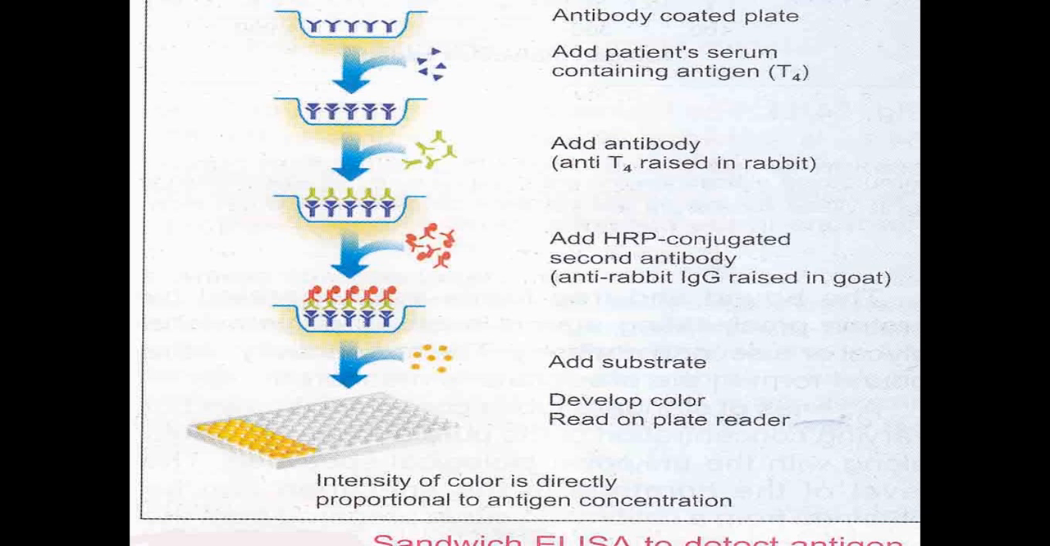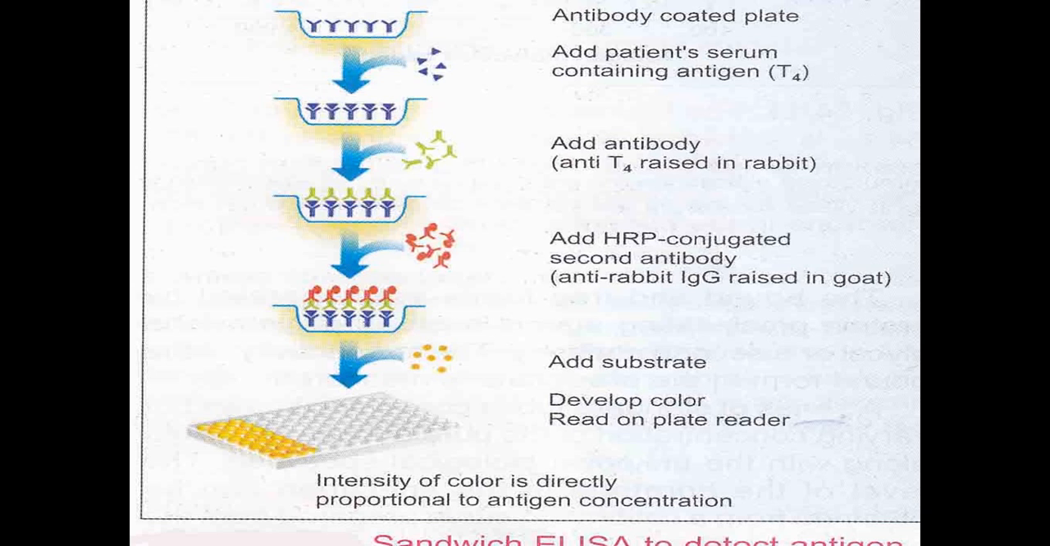In the first step, we take a reaction well. This reaction well is coated with the antibody. To this antibody coated well, we add patient serum containing antigen. We let the sample react with the antibody coated in the reaction well. So there is an antigen antibody reaction and a complex is formed.